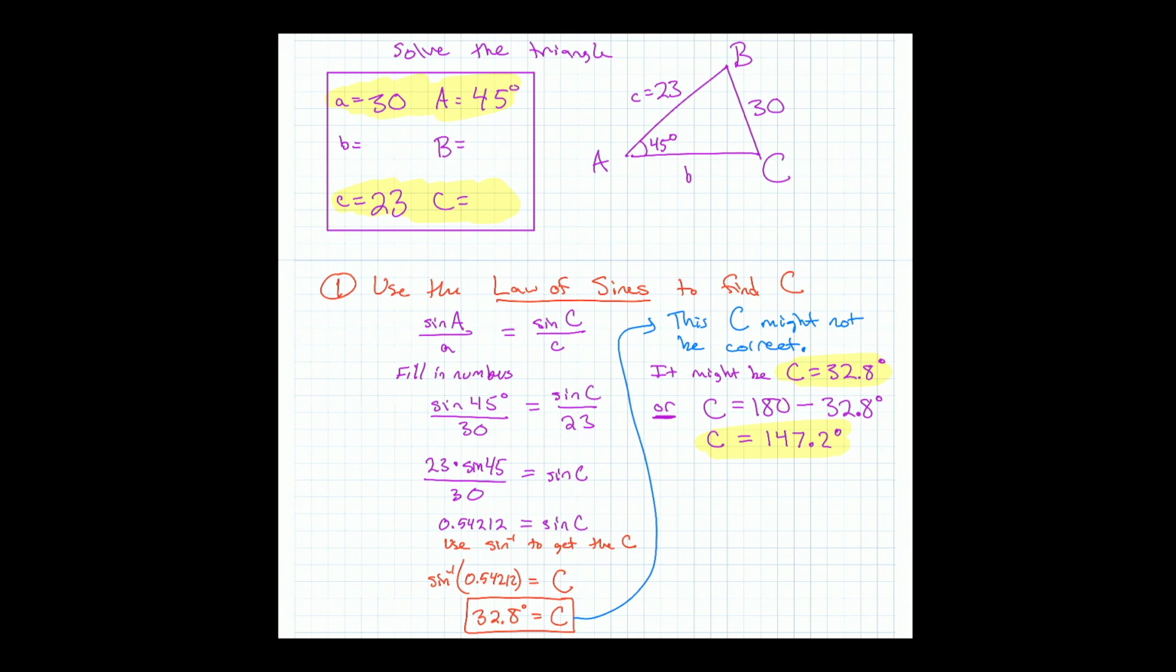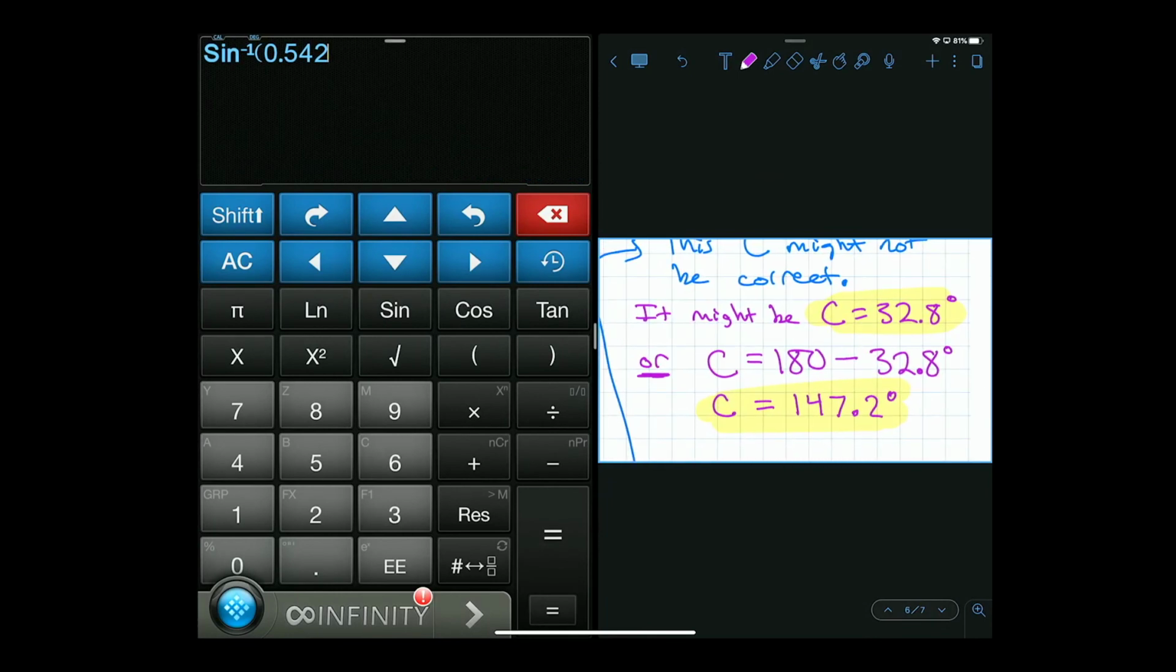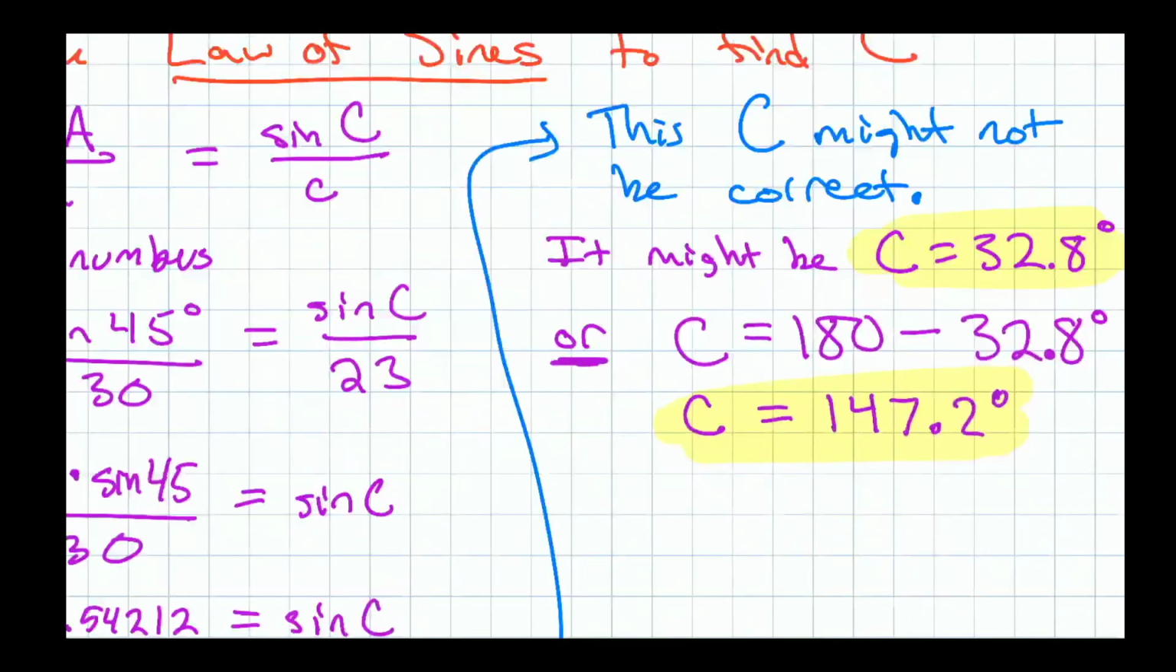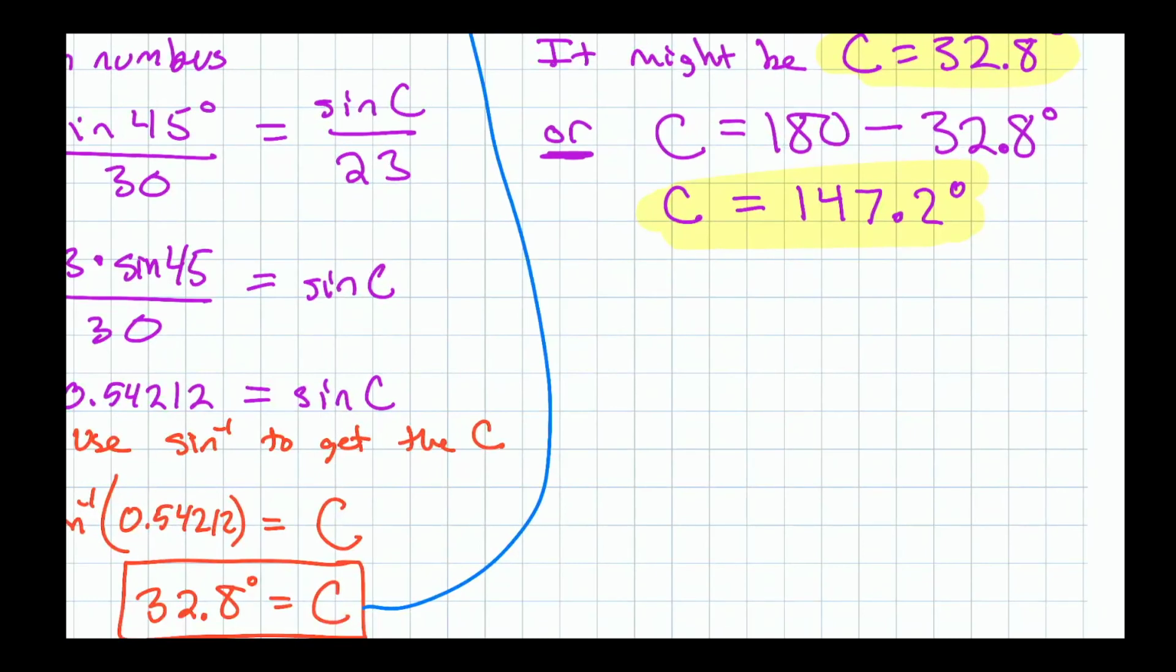Let me bring the calculator up. Just to see why this is allowed, watch this. If I do sine 32.8, what do I get? 0.54, right? Now what if I do sine 147.2? Same number, 0.54. So those angles both have the same sine value, and that's why either one of them might be correct. You don't have to think very hard about this. You just do 180 minus whatever the answer is, and that's your second one. So you actually get two different C values. Now you have to figure out whether or not they both are valid answers.